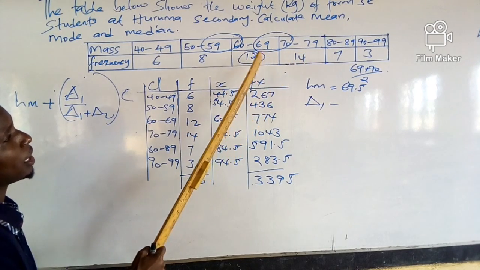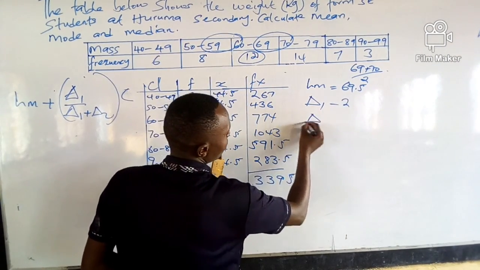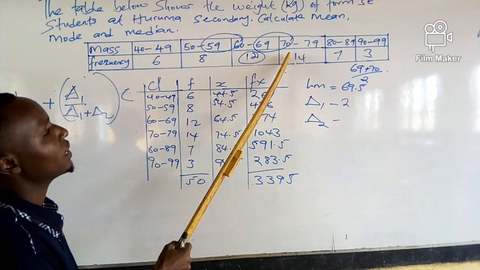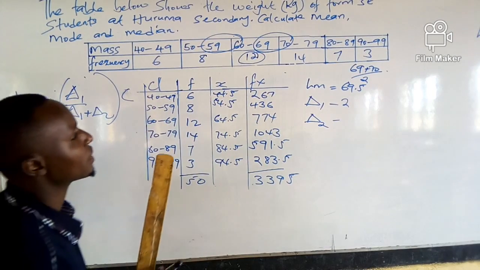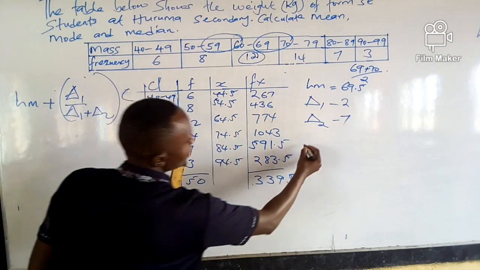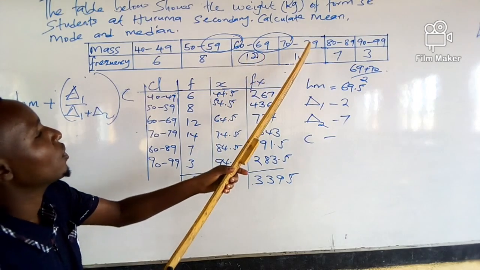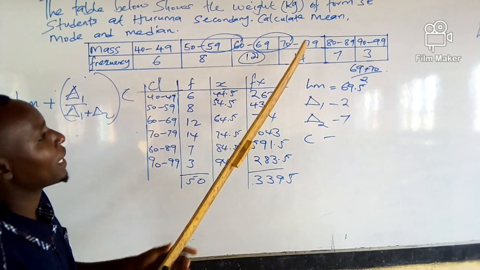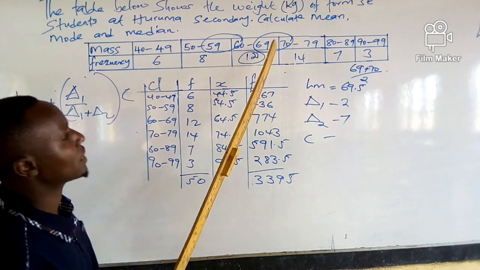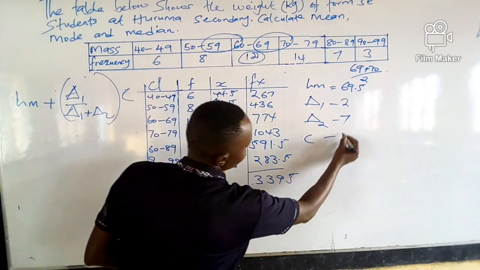Delta 1 is the difference between the frequency of the modal class and the class before it. So that is 14 minus 12, which gives us 2. And delta 2 is the difference between the frequency of the modal class and the class after it. In this case, it's 14 minus 7, which is 7. And again, our class size is the difference between the upper class boundary and the lower class boundary. The upper class boundary here is 79.5 and the lower class boundary is 69.5. So when you subtract, the class size becomes 10.